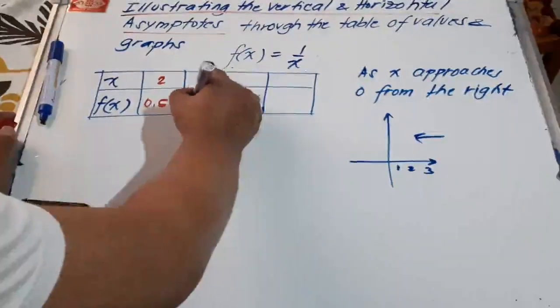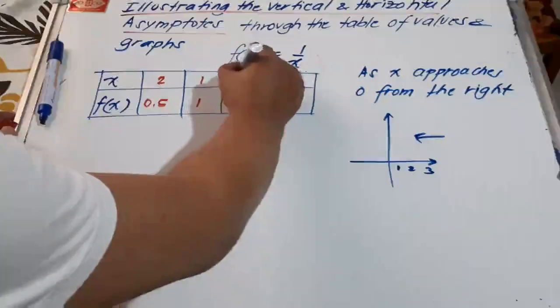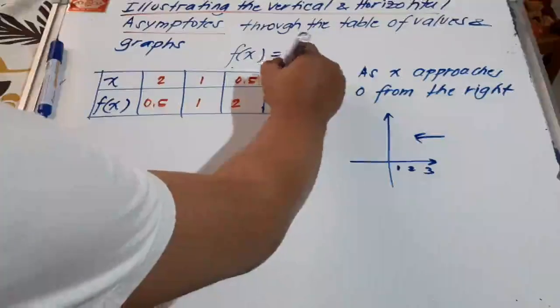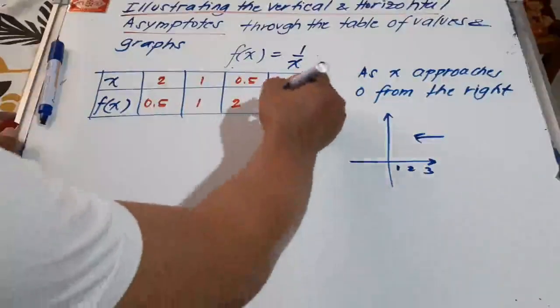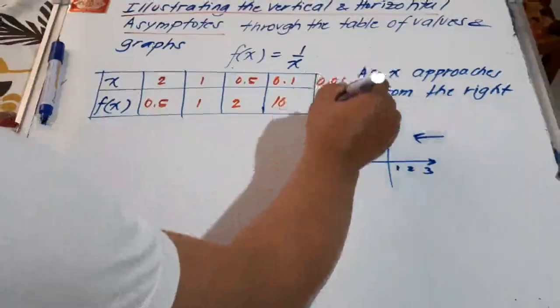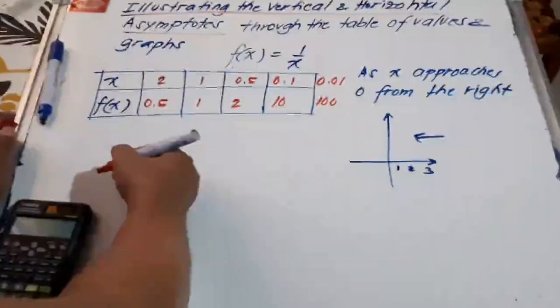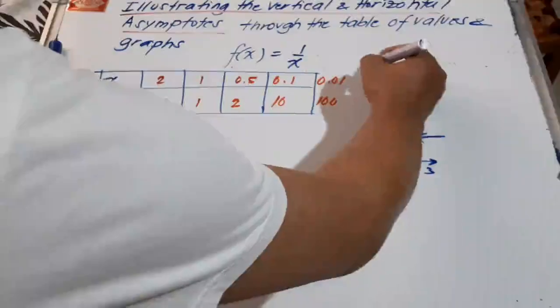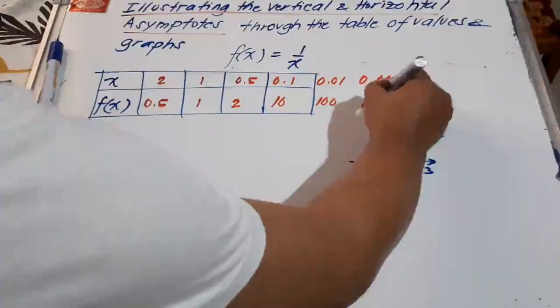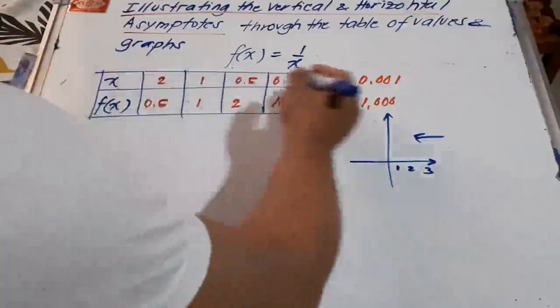The value of f of x is 1. If x is 0.5, the value of f of x is 2. If x is 0.1, the value of f of x is 10. If x is, let's say, 0.01, the value of f of x is 100. Maglagay pa tayo. If x is 0.001, the value of f of x is 1,000. Okay, analyze natin.